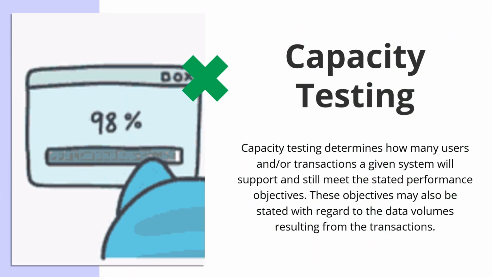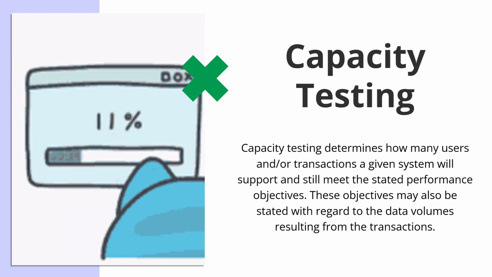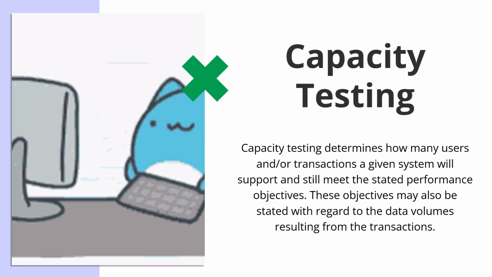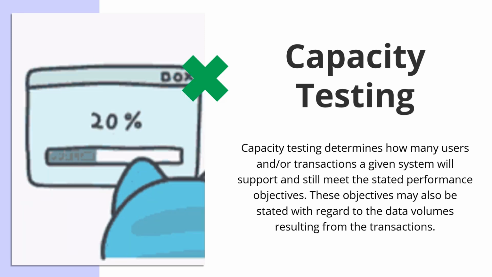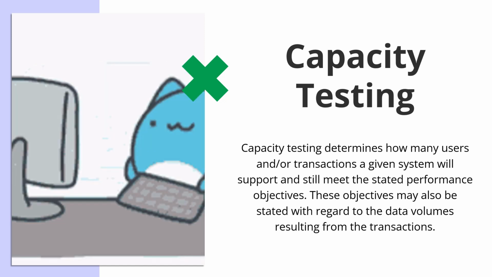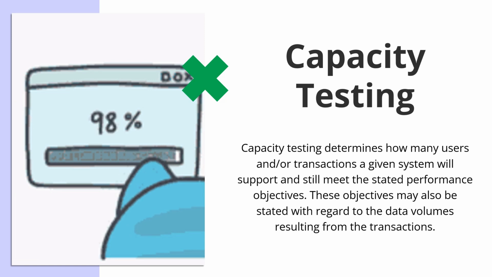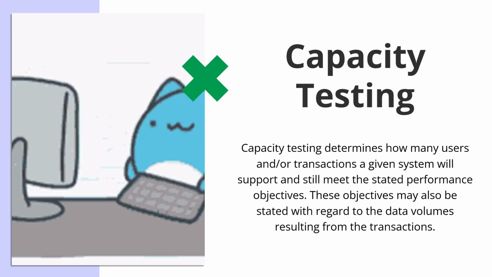Last but not least, we have capacity testing. This type determines the maximum number of users or transactions a given system can support while meeting the stated performance objectives. Capacity testing is crucial for understanding system scalability and ensuring it can handle expected data volumes resulting from transactions.